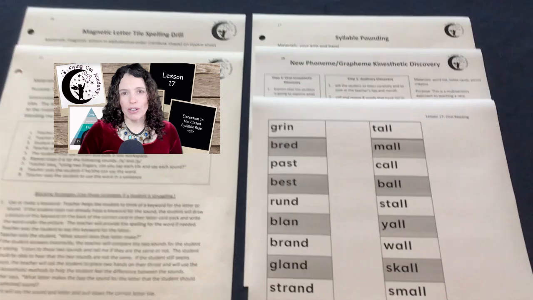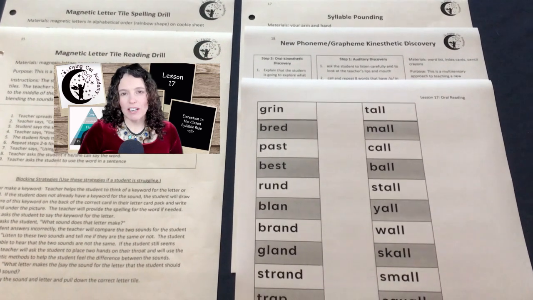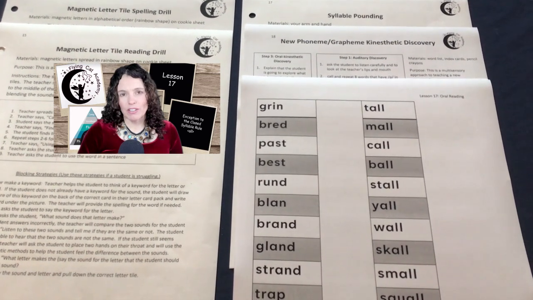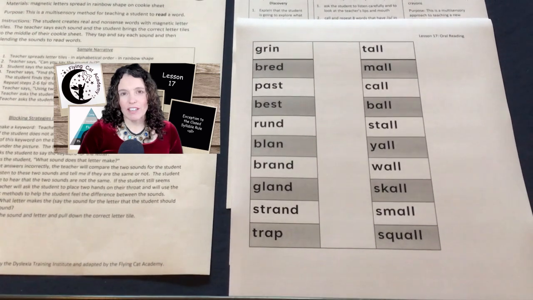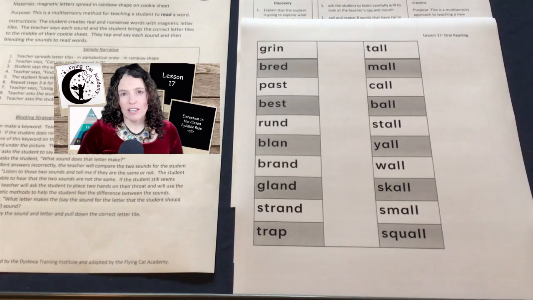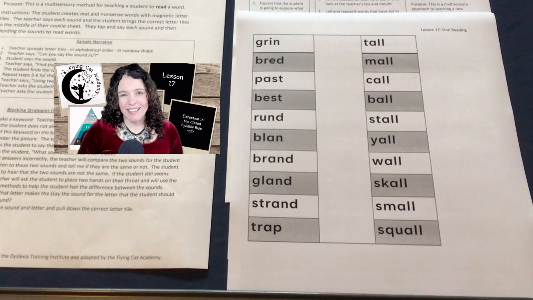You'll have the syllable card instruction sheet and the new phoneme grapheme kinesthetic discovery sheet, but we won't be introducing a new one today probably because we do have some new content today. Then you'll have the sheets that came with the lesson plan, including the isolated word list, the connected text, which is the story, and the sentences for the writing section.